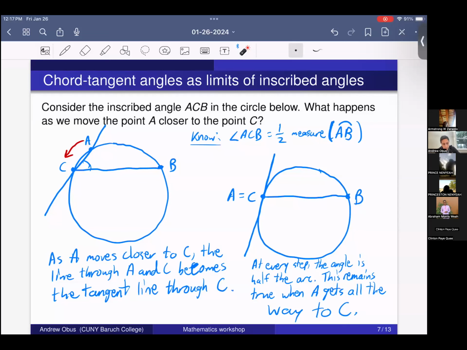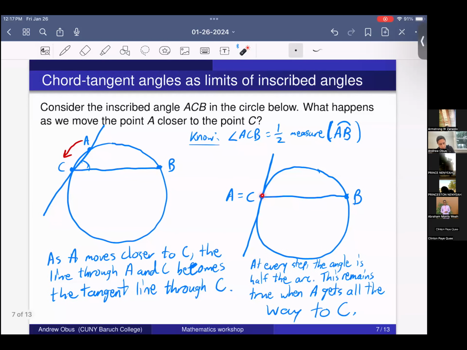Okay, so this is a demonstration of why the tangent property works, although to make this rigorous, you need to use calculus and you need to use limits, and I'm not going to do that now. But at least we can understand why the formula makes sense. Okay, good. Other questions or comments?